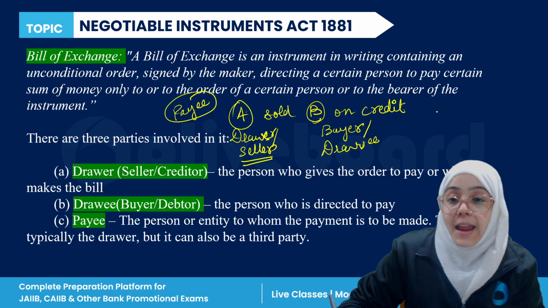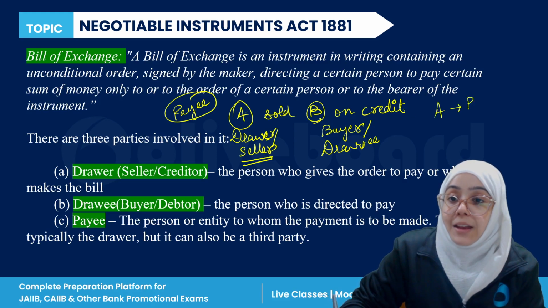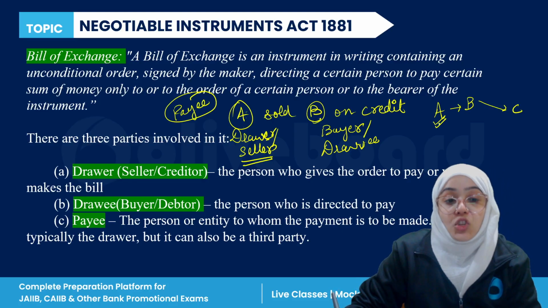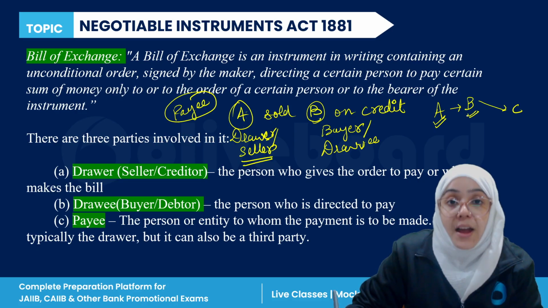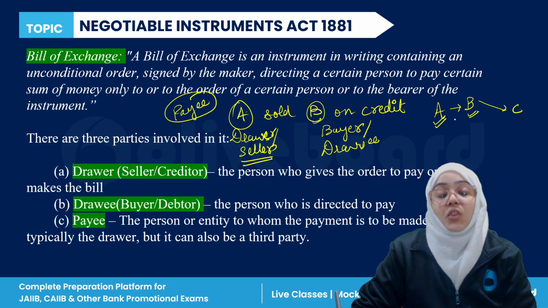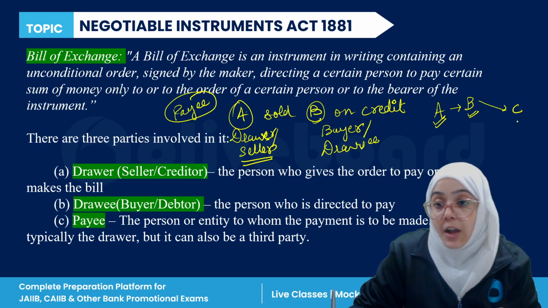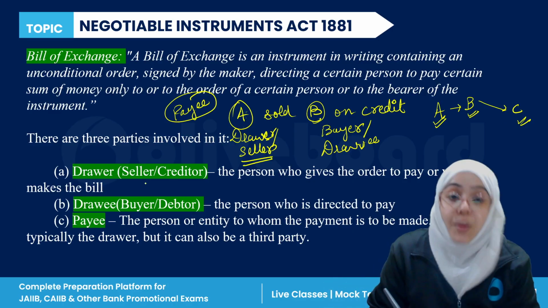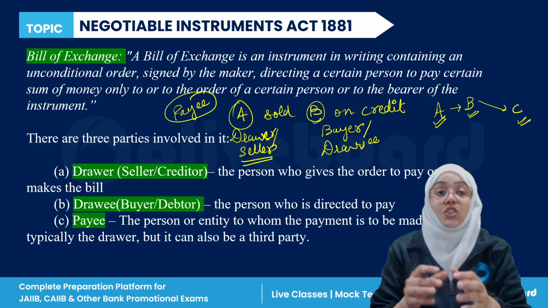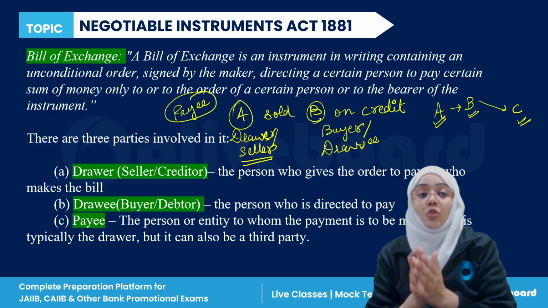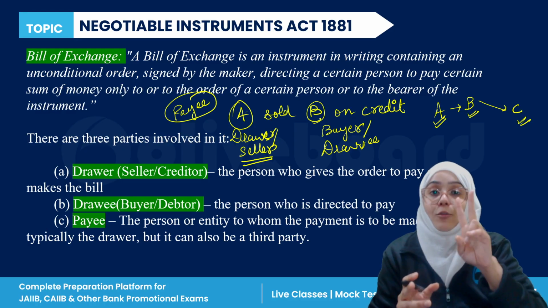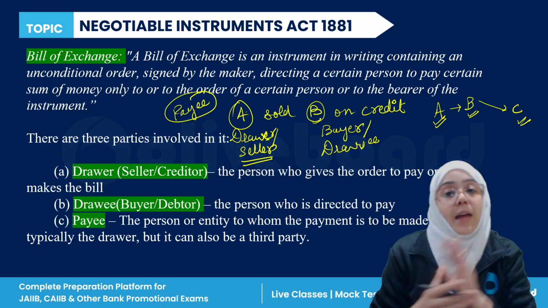For example, A draws a bill of exchange on B, instructing B that you have to make payment to C. Now, A is the seller, the maker of the bill of exchange, or the drawer. B is the buyer, who is the drawee, to whom the instruction is made that you have to make payment. Here C is the payee, the one who is entitled to receive the payment. So, technically, a bill of exchange has three parties: drawer, drawee, and payee. And a promissory note has two parties: the payer and the payee.